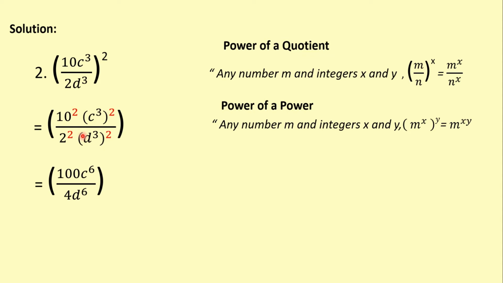So, simplify lang natin. 10 squared is 100. Ito, 3 times 2 is 6. Power of power 'yan. 2 squared is 4. And again, power of power rule. 3 times 2 is 6. Then, 100 over 4 is 25. Copy lang natin 'to. So, ito na yung final answer natin.